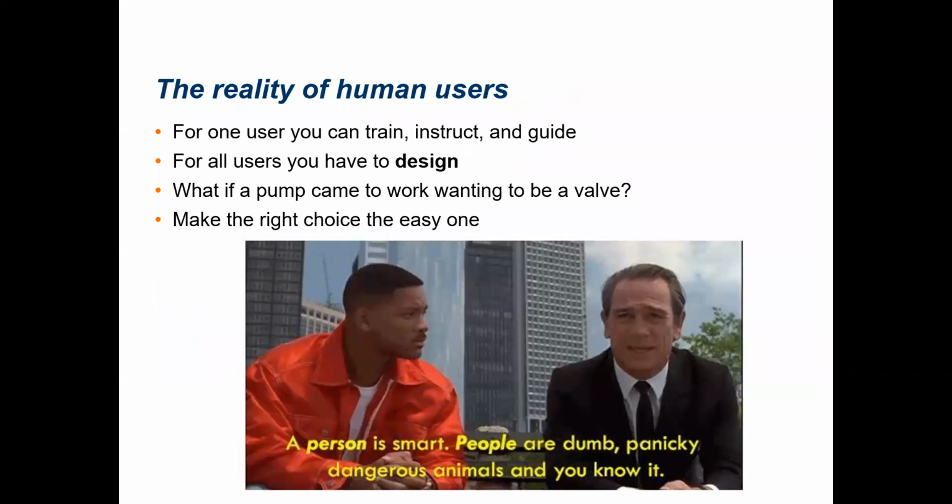The reality of human users: if you've ever run a user study, you will know this. If you only had one user, you can train them, instruct them, guide them. You can get to nearly perfect, outside of the standard error probabilities, since no human's 100% perfect, but with just one person, you could get it pretty close. For all users though, that doesn't work. You can't do that for each person. You have to design something that is the best of everybody.